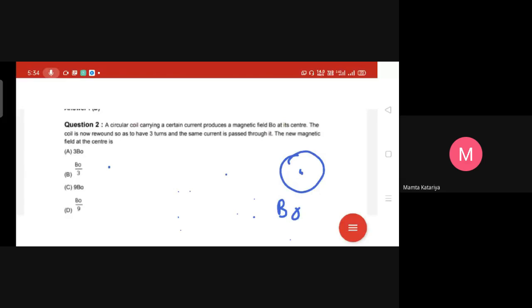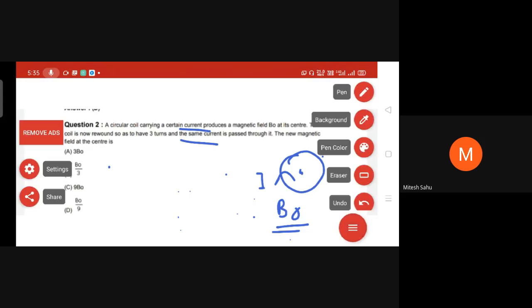Initially the coil has only one turn, and when the coil has one turn, its magnetic field at its center is B naught. Now the coil is rewound, and it has three turns. The current is the same in both cases. When it has one turn and when it has three turns, the same current is passed through the coil. So we have to find out the new magnetic field. A will be the answer.